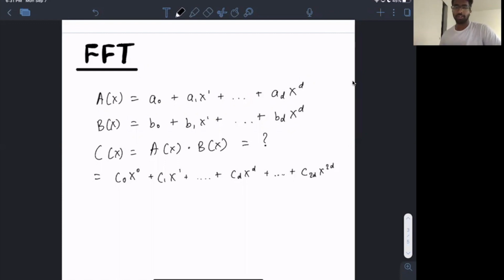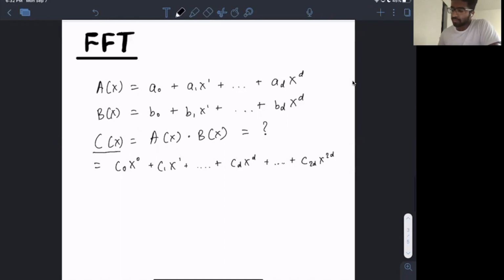The motivation behind studying FFT is that we want a fast algorithm to multiply polynomials. For example, here we have polynomials A and B, both degree D polynomials, and we want to find the product A of X times B of X. I'll call that product C of X here. Essentially, we want a fast algorithm to find this product.